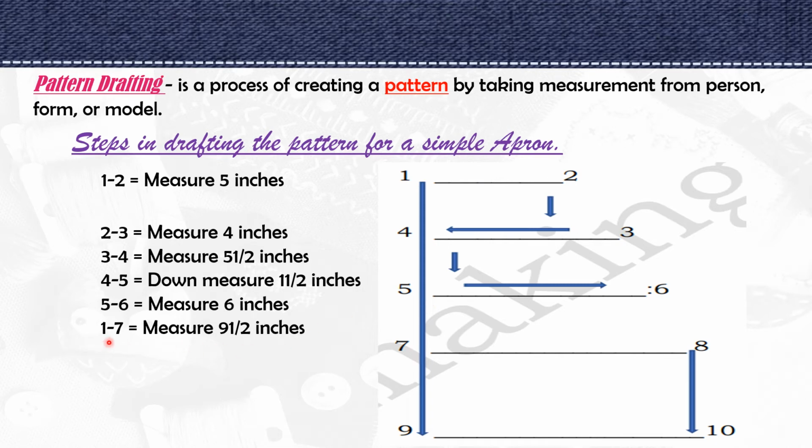And then 1 to 7, measure 9 and 1/2 inches. Starting here in number 1, you need to measure 9 and 1/2 inches to get the number 7. Then 7 to 8, measure 10 inches. Starting here in number 7, up to here in number 8 is 10 inches. And then 1 to 9 is 27 inches. Then the same measurement, 7 to 8 and 9 to 10. So those are the steps in drafting the pattern for a simple apron.